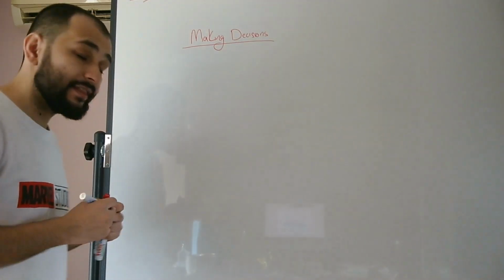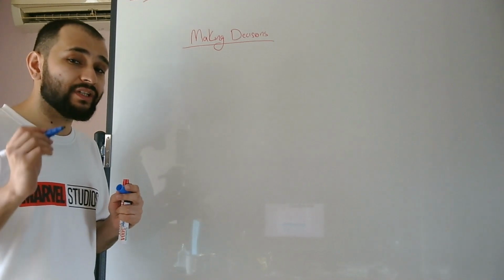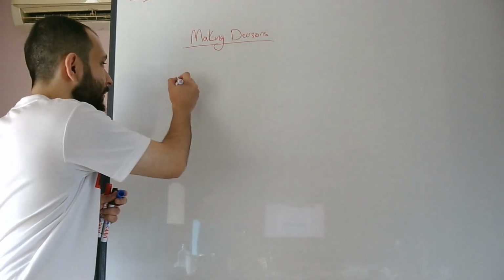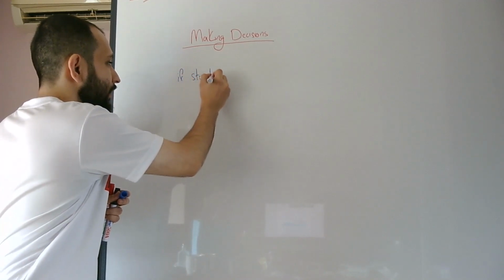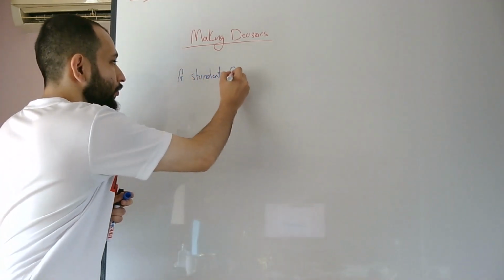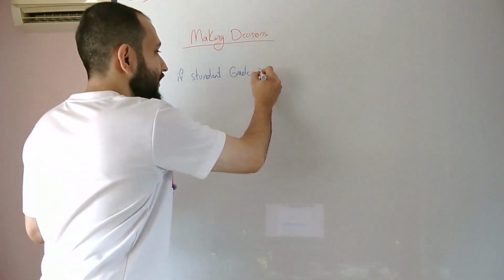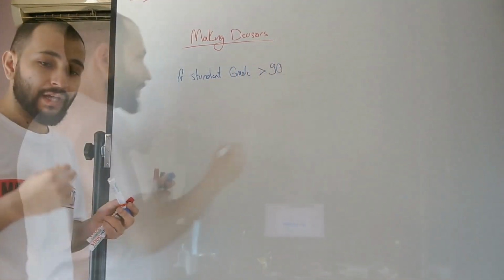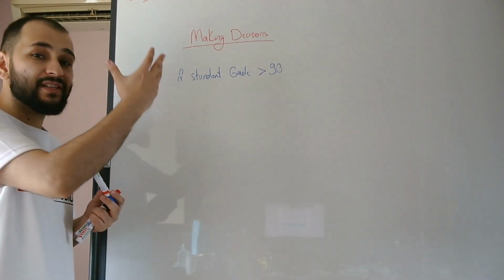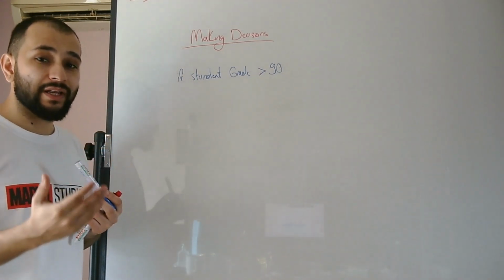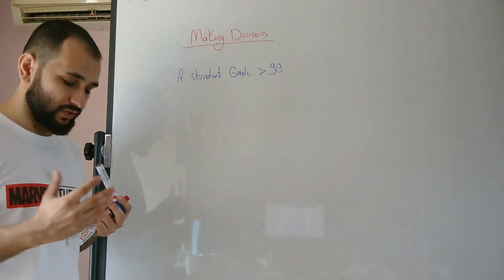Our condition in this case is that the student's grade is more than 90. So let's write it down. If student grade is more than 90, right? Basically this is a condition that we can check, and based on this condition, whether it's true or false, we can take some other actions.